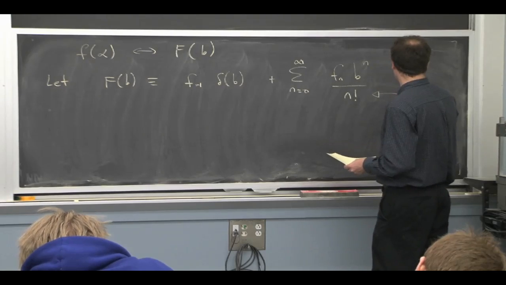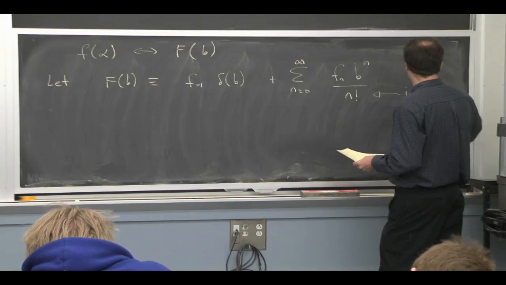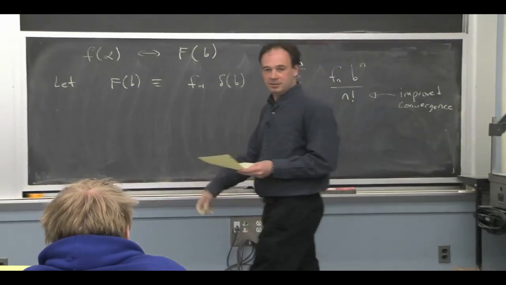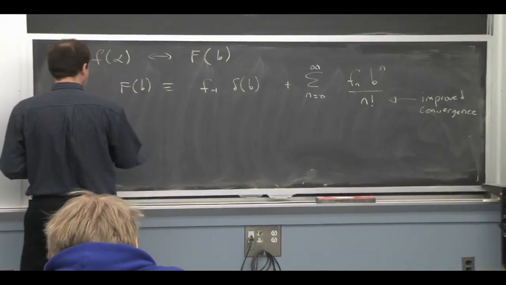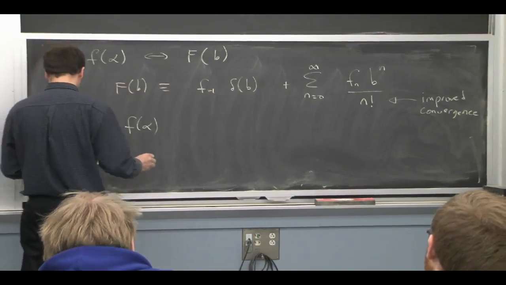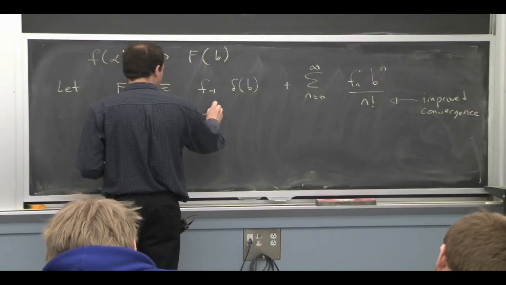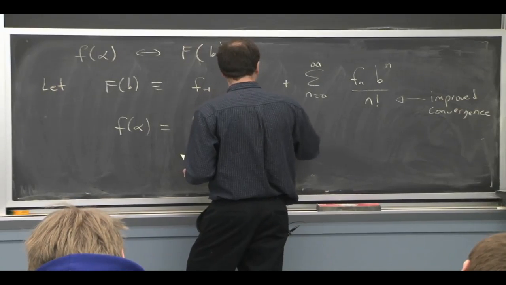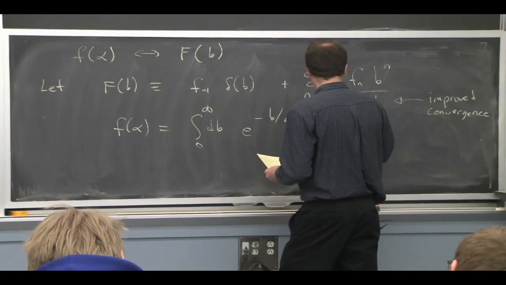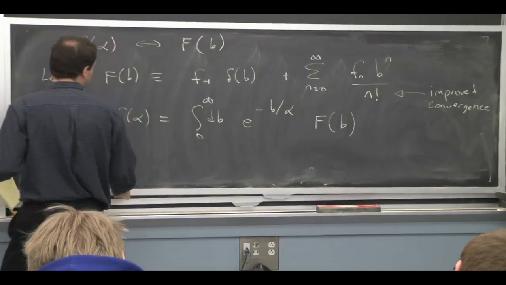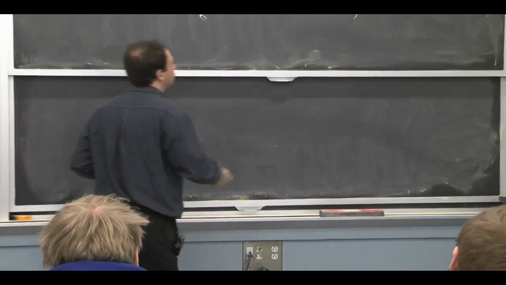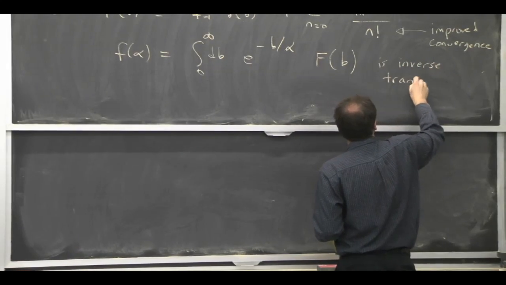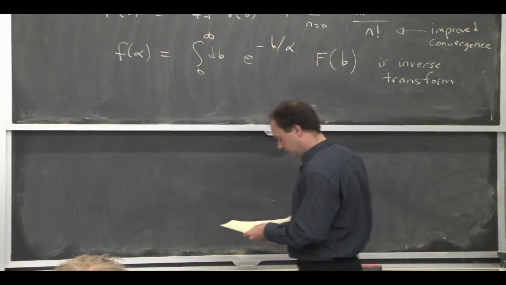And because of the n factorial, I get improved convergence. So the n factorial is making it converge better. If there's a transform, there should be an inverse transform. So here's the inverse transform. It's an integral from 0 to infinity, db over alpha, of f of b. And that would get me back to the f.